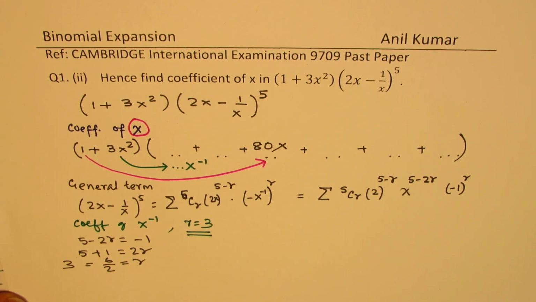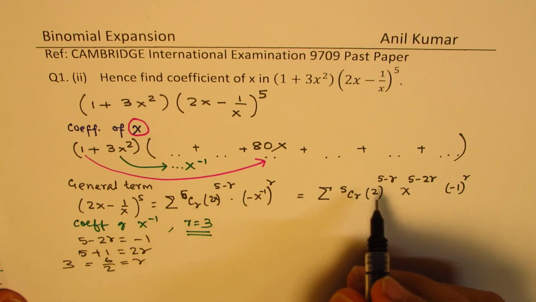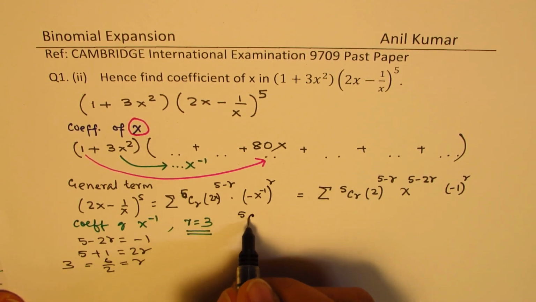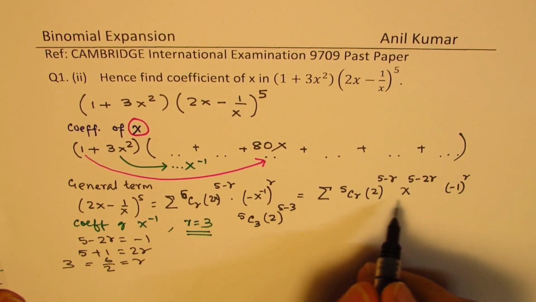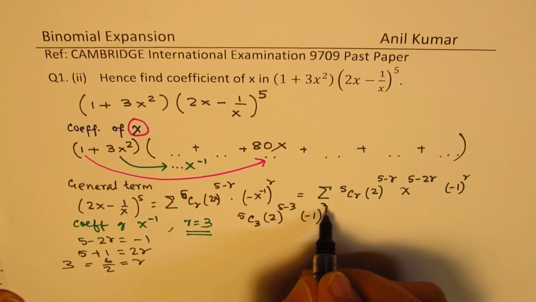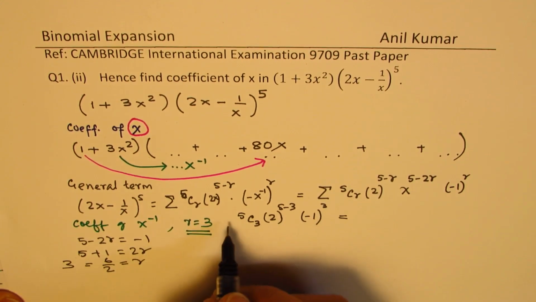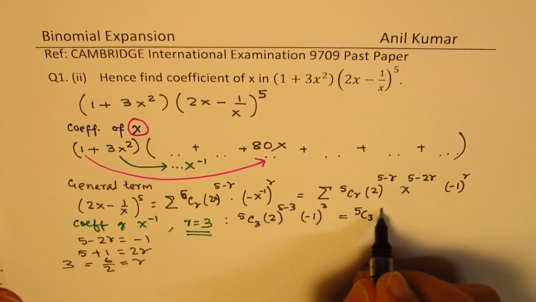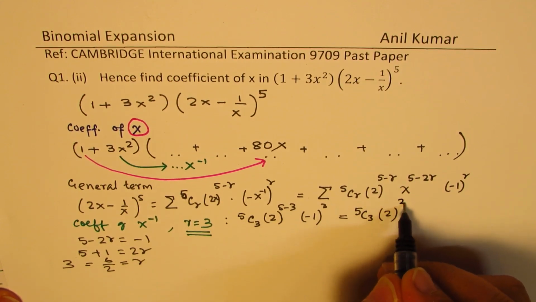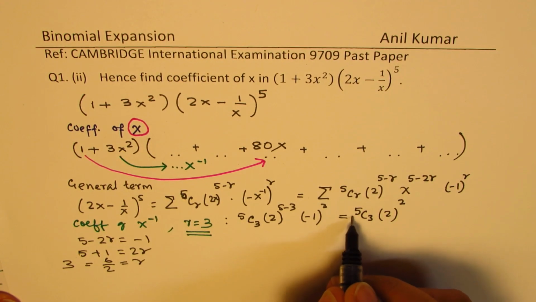Correct? Then we get x to the power of minus r. So let's find the coefficient of x to the power of minus 1, which is when r equals 3. So that will be 5C3 times 2 to the power of 5 minus 3 times minus 1 to the power of 3, which is equal to 5C3 times 2 to the power of 5 minus 3 squared, and that is negative. So we have a negative number here.